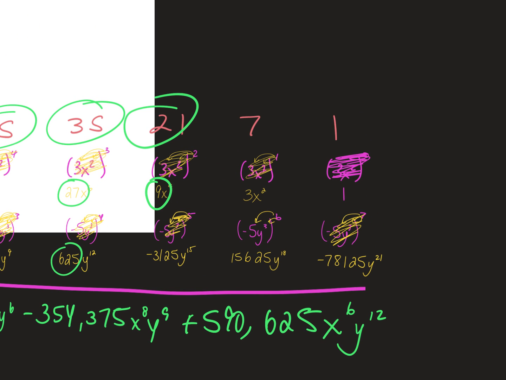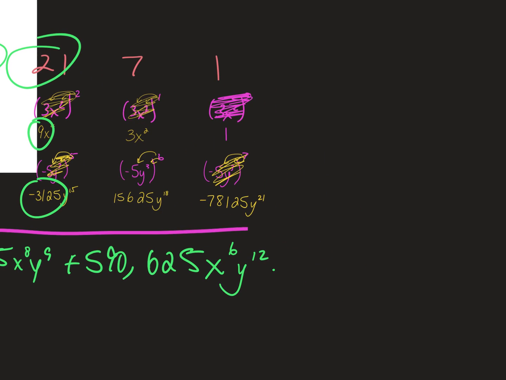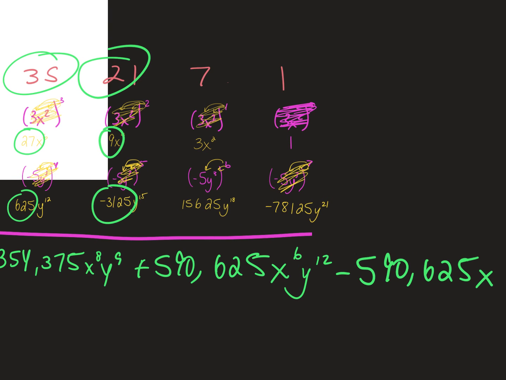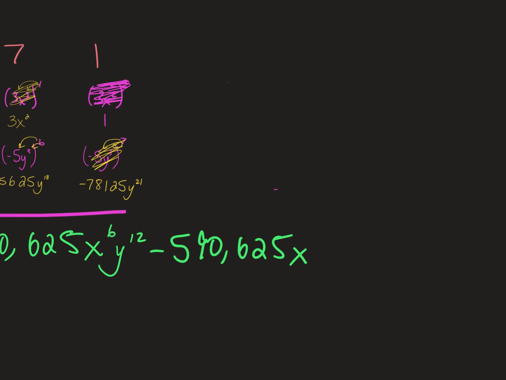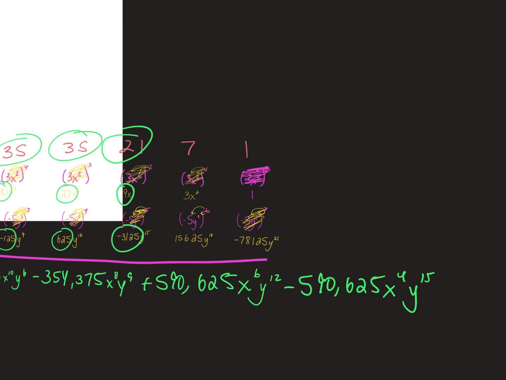21 times 9 times... Whoa, negative 3125. Okay. 21 times 9 times negative 3125. Same thing, but just negative, right? Okay, so negative 590,625. What are my letters? X to the 4th, Y to the... Good, very good. Moving along, it's the last big one.